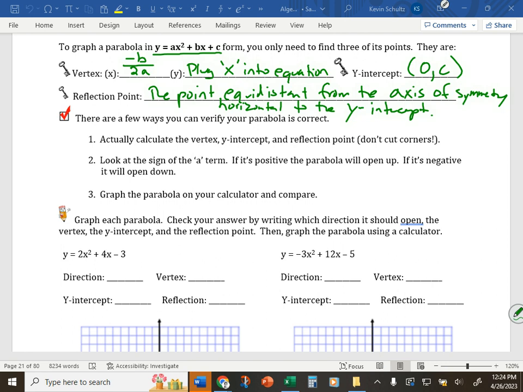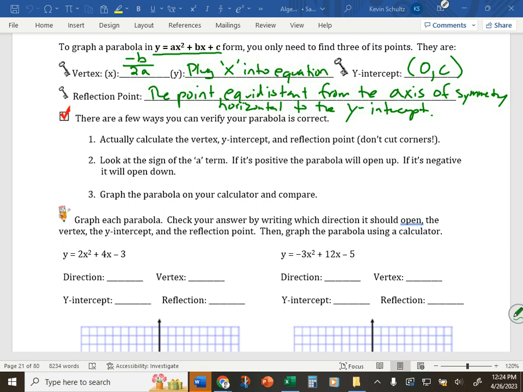The reflection point is the point that is equidistant from the axis of symmetry. Remember that imaginary vertical line going through the vertex, horizontal to the y-intercept. That's kind of a doozy of a definition. It's basically the point that makes the parabola symmetrical. I think it'll be much easier to see when we actually do it than the definition lends itself to. Okay? But the point that is equidistant from the axis of symmetry, horizontal to the y-intercept.